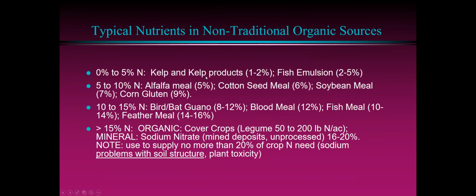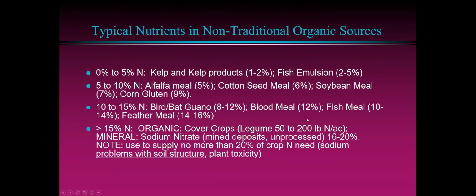Kelp and kelp products, seaweed sources and things like that, fish emulsions, fish processing byproducts from the Pacific Northwest, I've used actually in organic pastures for organic milk production here in Cache Valley. They can be as high as 5% nitrogen, which helps get needed nutrients into the soil at much smaller volumes of material. Alfalfa meal, cottonseed meal, soybean meal, some of those can be as high as 10% nitrogen. So now we're starting to approach maybe some of the inorganic nutrient source levels for particularly nitrogen, which we need on an annual basis anyway.